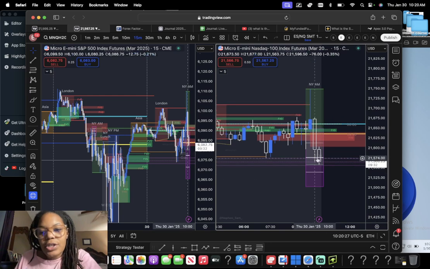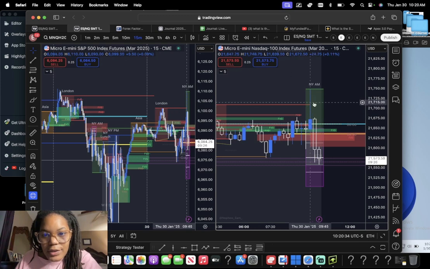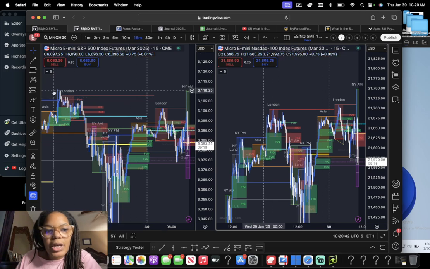Then it has this RTH gap. So we swept liquidity in the RTH gap. That could have been a good sign for buys. And obviously your London high swept, boom. And the SMT, no, well, no, at this high we didn't sweep, but all the highs are swept on NQ.